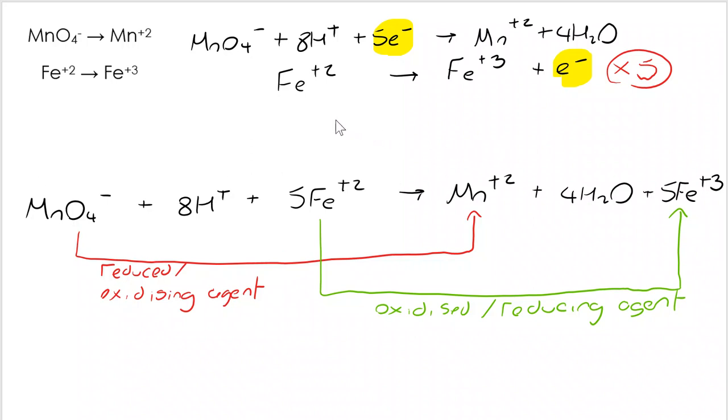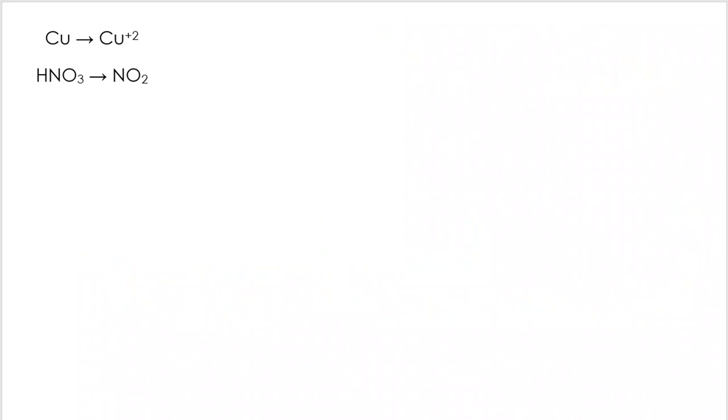And remember, we can see this from the half equations as well. We know the MnO4- has been reduced because it's gained electrons. The electrons are on the left-hand side. On this one, Fe2+ to Fe3+, we know that's oxidation because it's losing electrons, because the electrons are on the right-hand side. Next example.